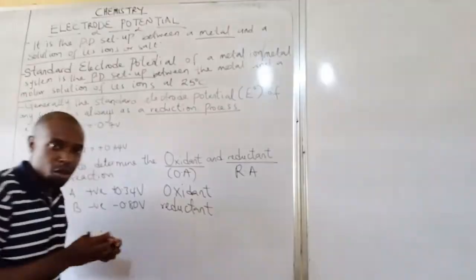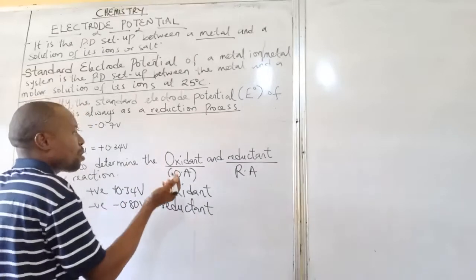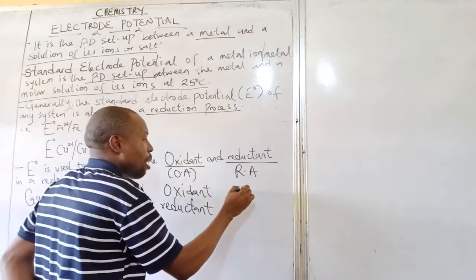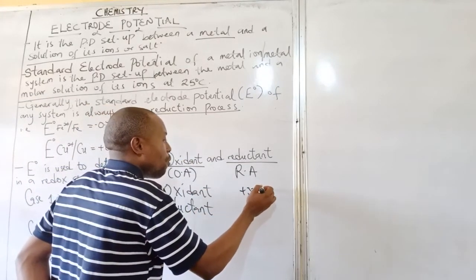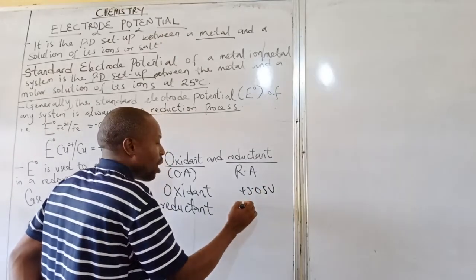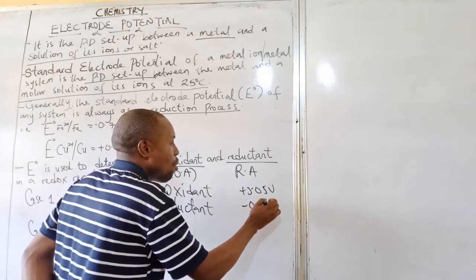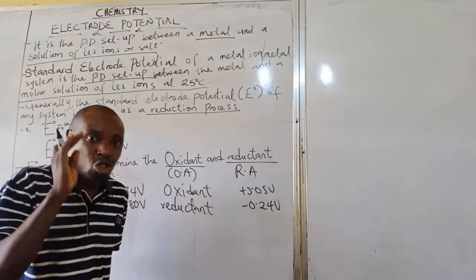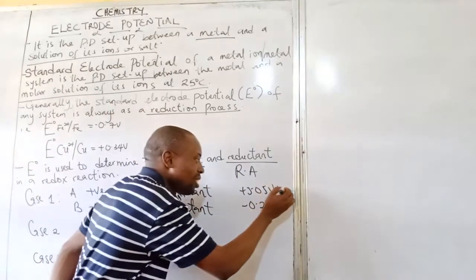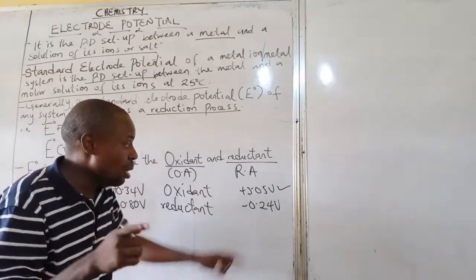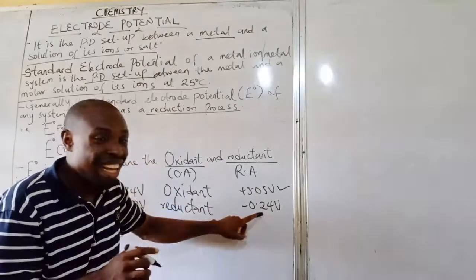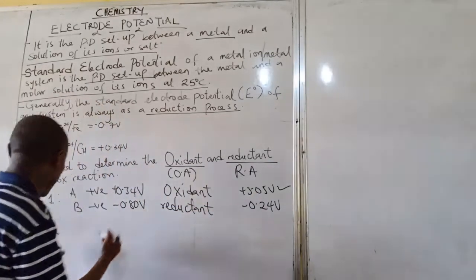It's a rule. So, for example, if I'm having plus 3.05 volt, I'm having minus 0.24 volt. Just note that this one is the oxidant, why this one is now the reductant.